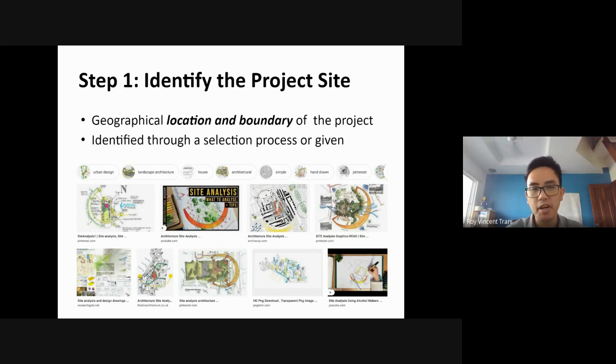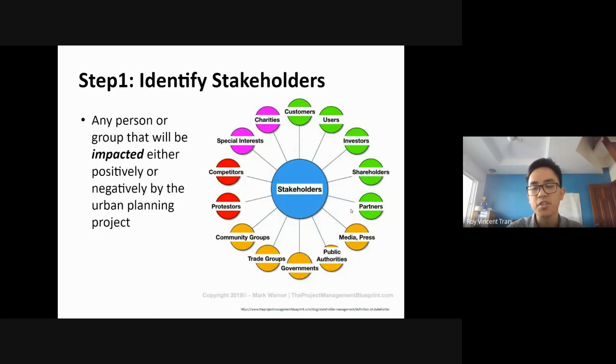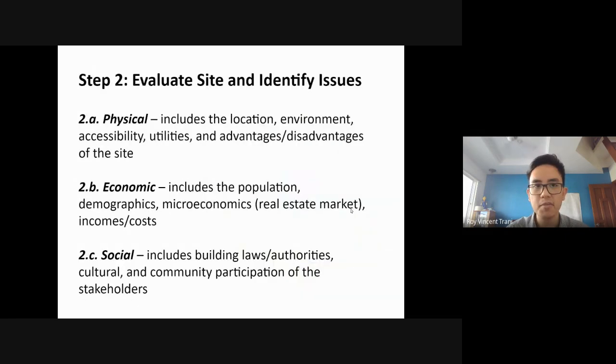So earlier this morning, I talked to some of you about the riparian rehabilitation project in Barangay Sinsin, up in the northwestern side of Cebu City. That's the site. We're still asking for a map from the MCWD and the local government, but that's really the first step in any urban planning or urban design project. So the stakeholders are anyone or everyone impacted by that project.